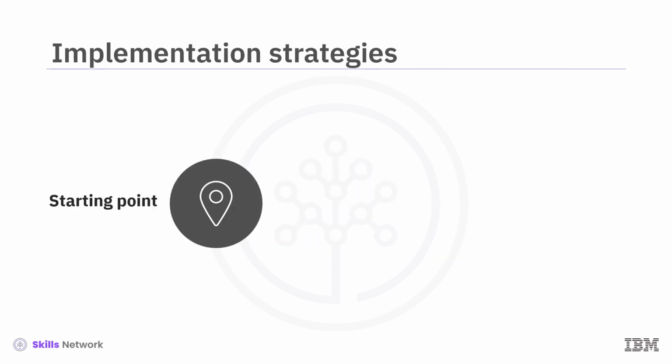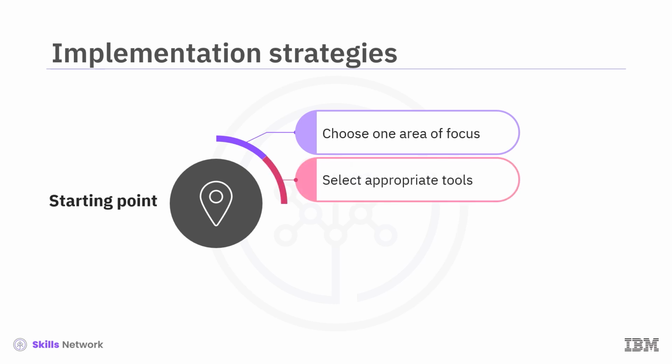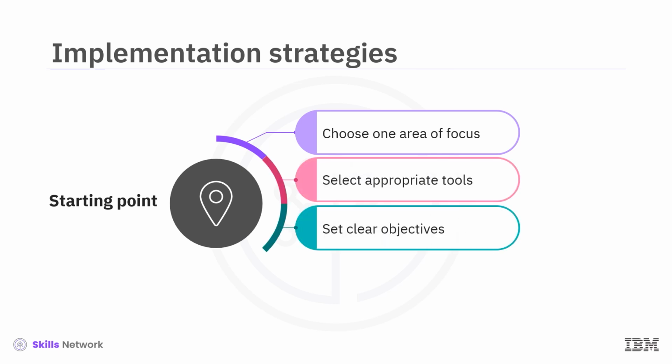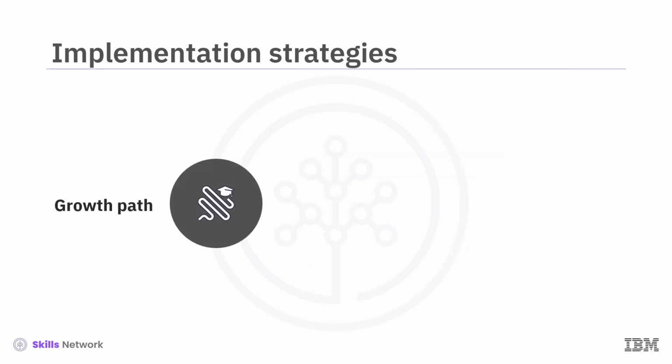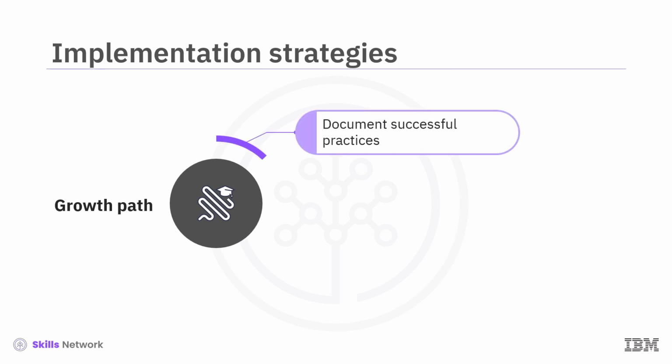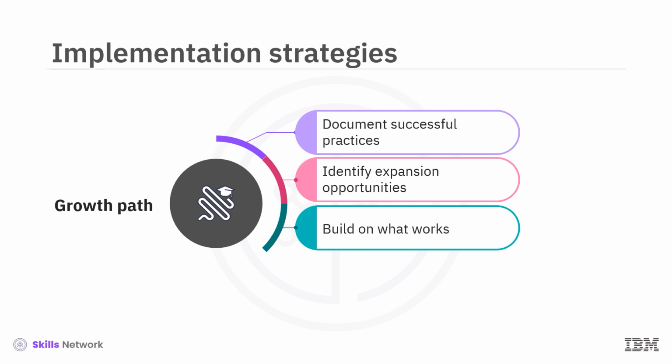Implementing AI in teaching requires a clear and strategic approach. Start by focusing on a single area, such as lesson planning, assessment, or content delivery. Choose AI tools that align with your specific needs and establish clear objectives based on the pedagogical value criteria. It's also essential to define success metrics to track progress and make informed adjustments. Once a solid foundation is in place, look for opportunities to expand. Document effective practices, identify additional areas where AI can add value, and scale successful implementations.